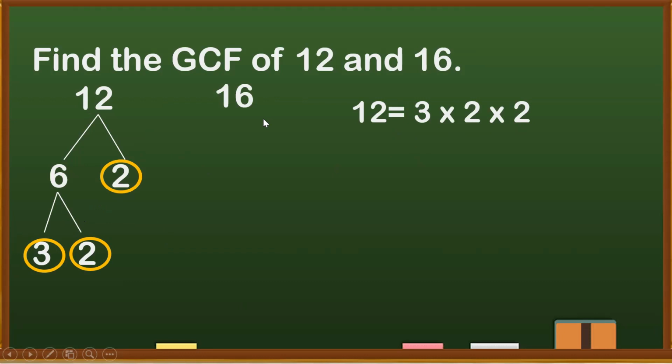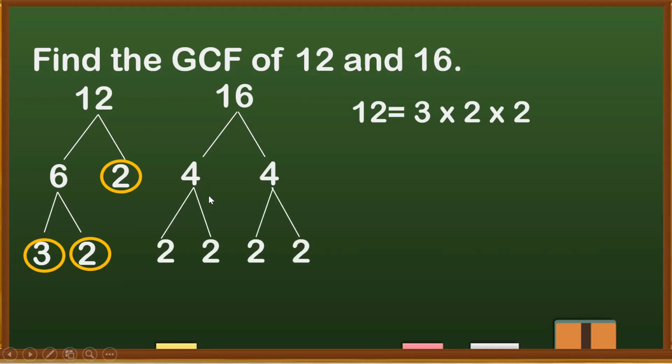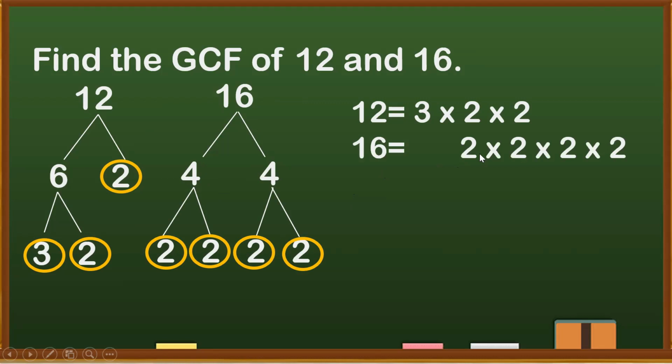naman. Okay, what are those factors of 16? Okay, we have 4 times 4, and we know that 4 is still a composite number, kaya ifa-factor pa rin natin siya. Ano yung factor ng 4? That is 2 times 2. Ganun din sa kabilang 4, 2 times 2. And alam natin na ang 2 ay isa ng prime number, so encircle na natin sila. So ibig sabihin, ang prime factorization of 16 is 2 times 2 times 2 times 2.